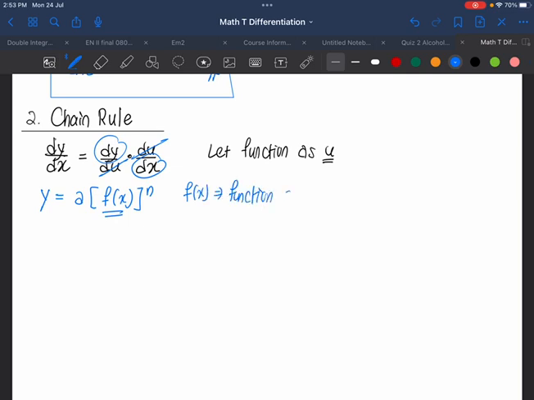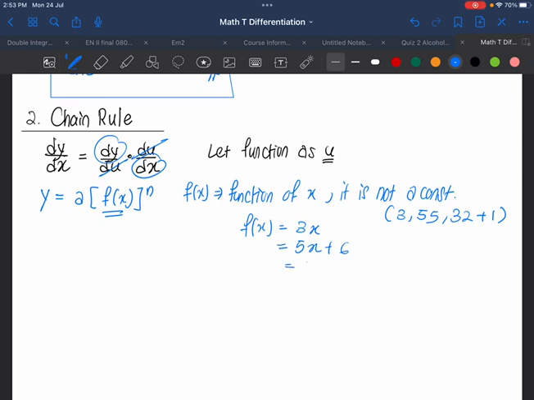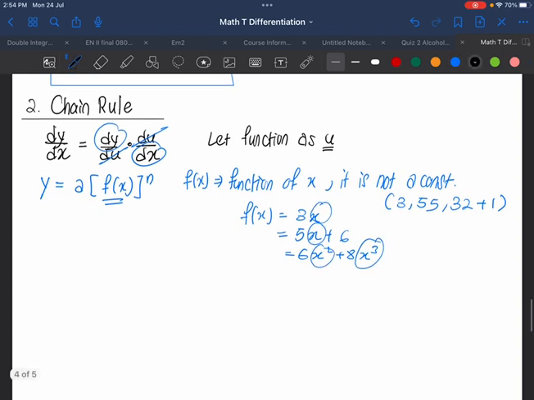Let's say we have y equals a times f(x) to the power of n, and f(x) is a function of x. It is not a constant. What we mean by constant is like 3, 55, or 32 plus 1. In this case, f(x) is something like 3x, 5x plus 6, or 6x squared plus 8x cubed, something with the variable x. Now we're going to solve this. How are we going to solve this? In the chain rule, we let this one equal u.